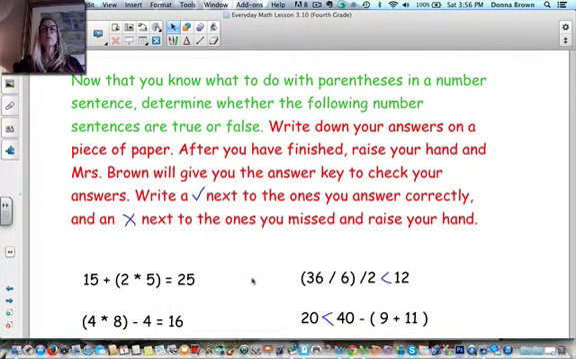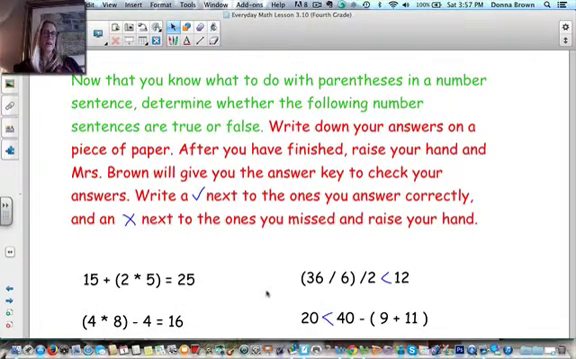Well, now that you know what to do with parentheses in a number sentence, determine whether the following number sentences are true or false. You're going to write down your answers on a separate sheet of paper. And after you've finished, I want you to raise your hand and ask me to give you the answer key so you can check your answers.